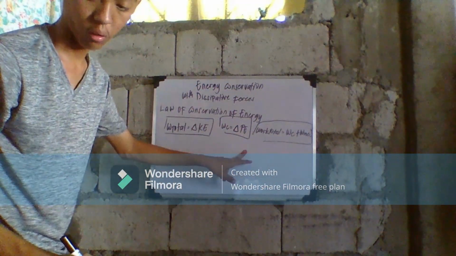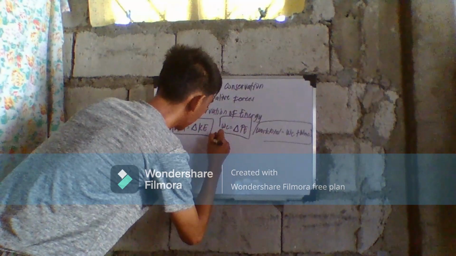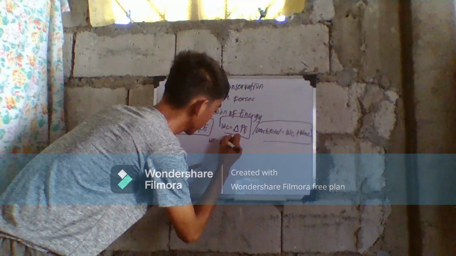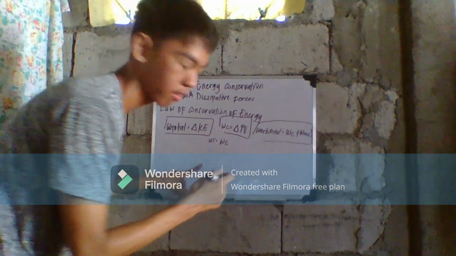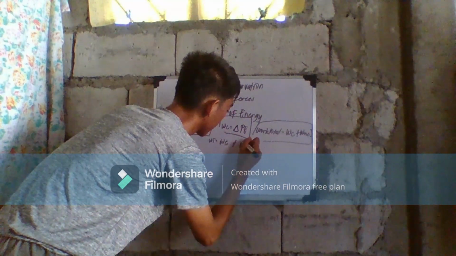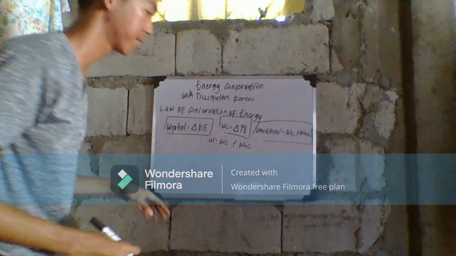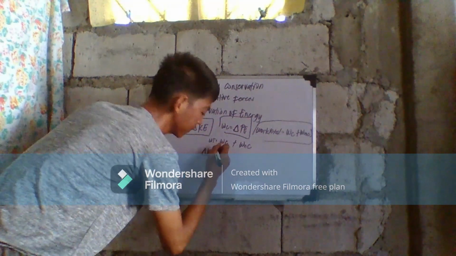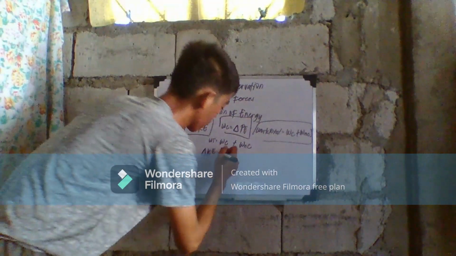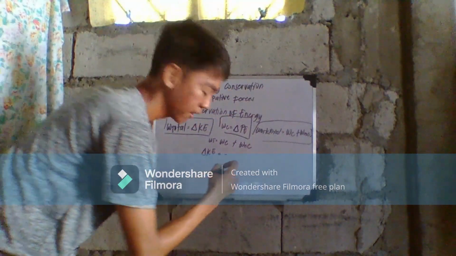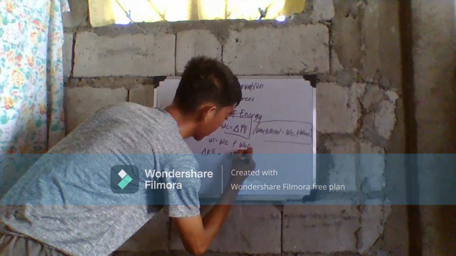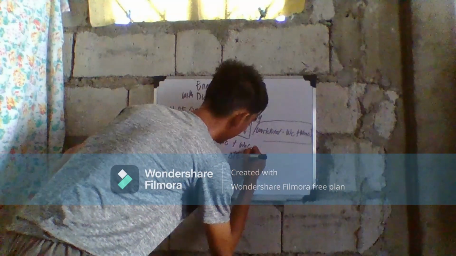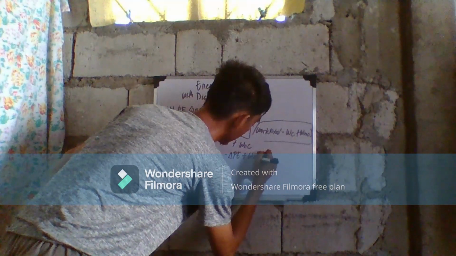From here, work total equals work conservative plus work non-conservative. Change in kinetic energy equals negative change in potential energy plus work non-conservative.